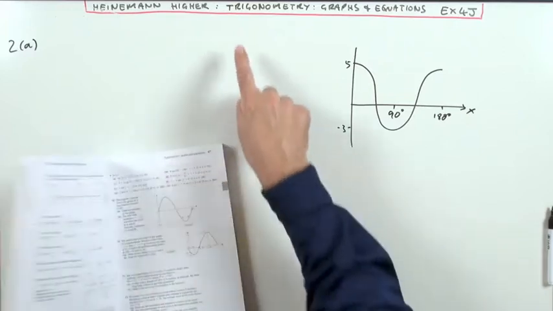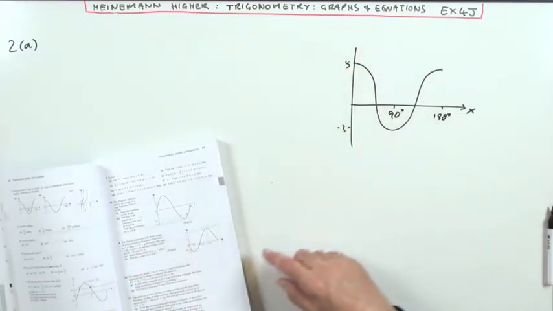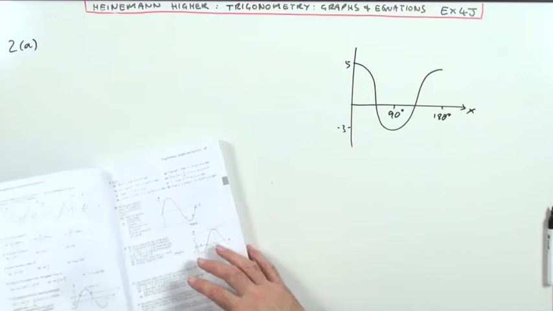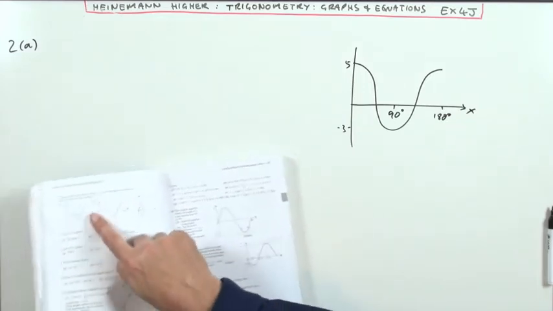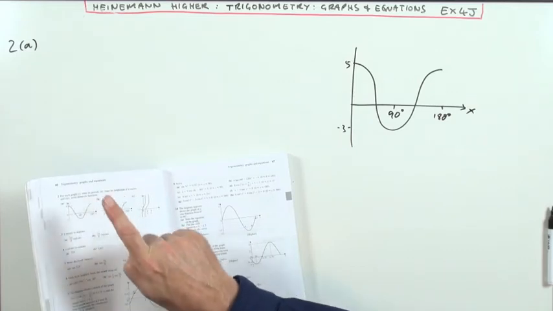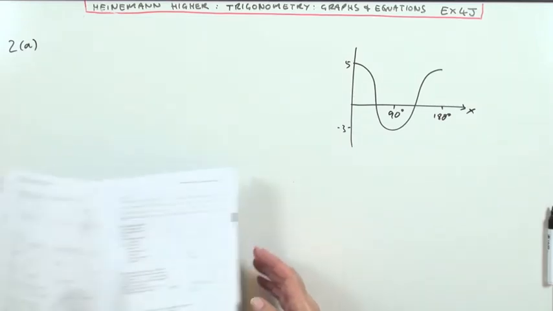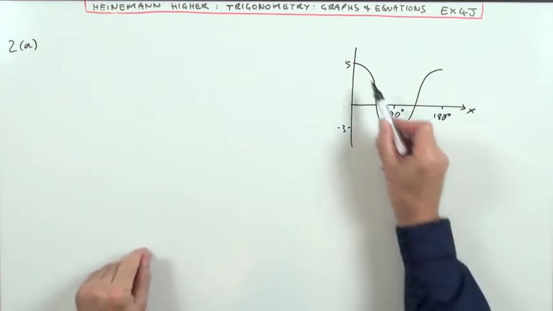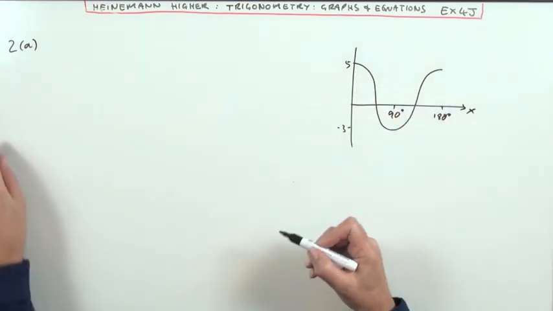Heinemann Higher, Chapter 4, Trigonometry, Graphs and Equations, Exercise 4J at the end, number 2. There are 3 graphs here. You need to write down some information about each of them: period, amplitude, and write down what the actual function is. First one, this one here, starts at the top and goes down, so that's a cos.